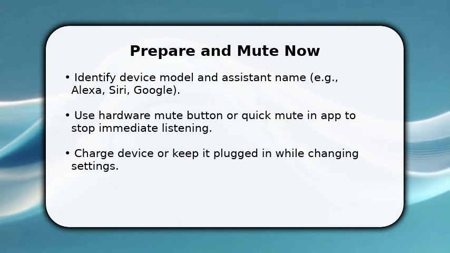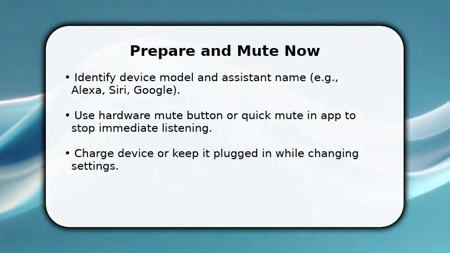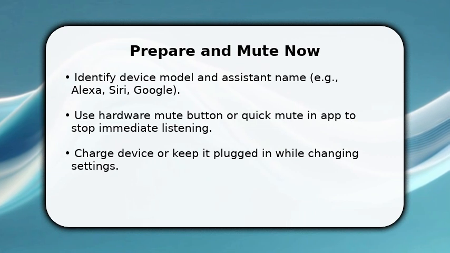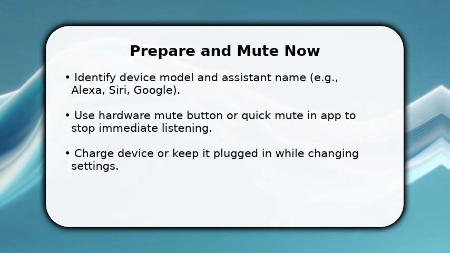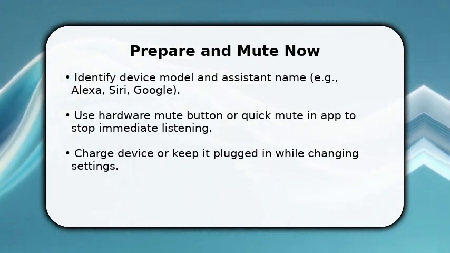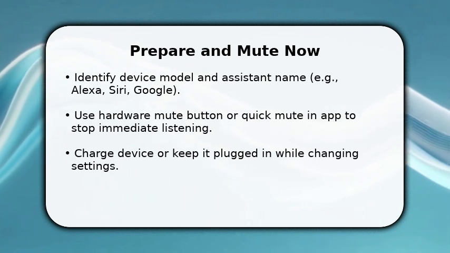You start by confirming the device and assistant so you change the right settings. Then press the physical mute or microphone off button to stop live listening. This gives you time to work without accidental triggers.